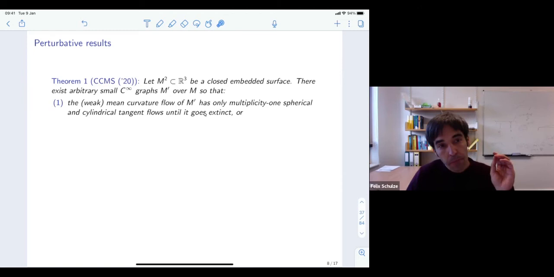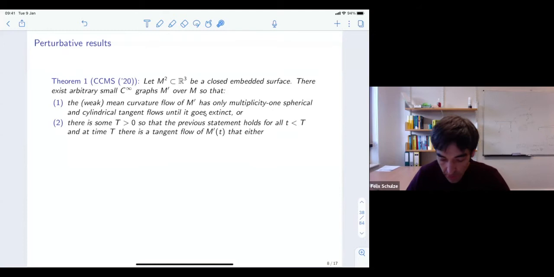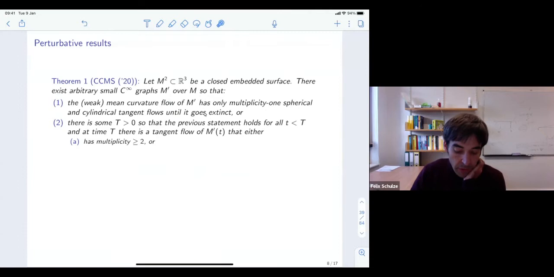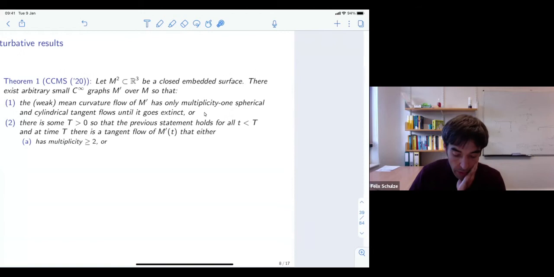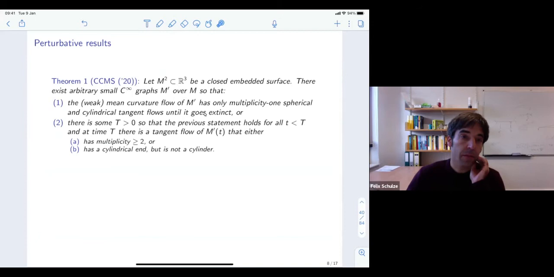Or something bad can still happen. This is still the bad scenario. You can do this up to some singular time capital T, and there you have a tangent flow where two scenarios can happen. The first scenario is that Tom has proven that in dimension four, for two-dimensional surfaces, the tangent flow is always smooth. You can make sure this also works past the first singular time if your flow has only generic singularities. Then the tangent flow could possibly have higher multiplicity, so you could have sheets coming together. Or the other possibility is that your tangent flow has a cylindrical end, but it's not a cylinder.